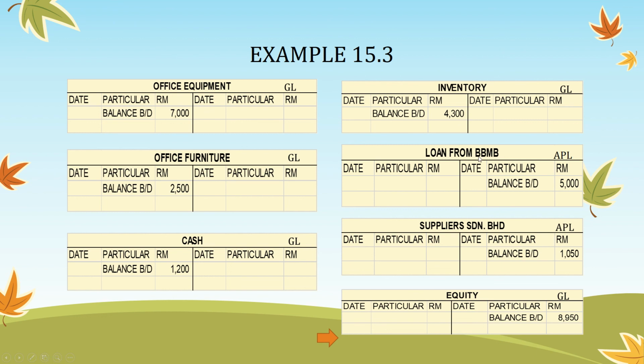And for loan from BBMB, the opening balance will be on the credit side, 5,000 ringgit. 1,050, the opening balance for supplier Sdn Berhad is on the credit side. And for equity, the amount of equity is 8,950, also on the credit side, but in the general ledger.